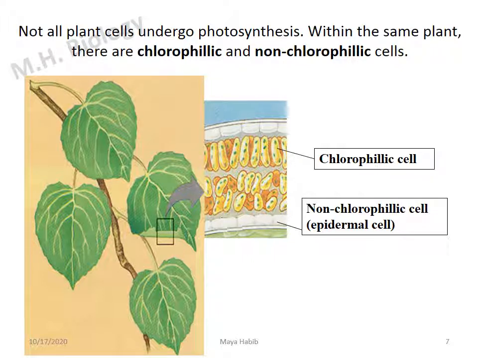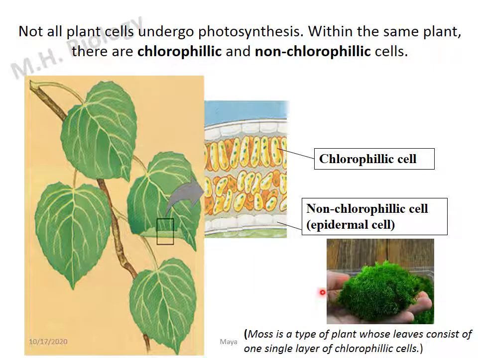In other words, these non-chlorophyllic cells cannot undergo photosynthesis, that is, they cannot synthesize organic substances from inorganic ones. In this figure, you can see the chlorophyllic cells, as well as the non-chlorophyllic cells, and in this case, I am showing you a specific type of non-chlorophyllic cells, which are the epidermal cells. These epidermal cells form the outer layer of the leaf. But there is one example of a plant whose leaves consist of one single layer of chlorophyllic cells, meaning that the leaves of this plant contain only chlorophyllic cells, and this plant is the moss plant.